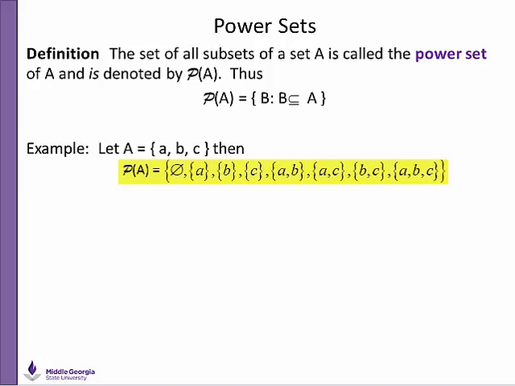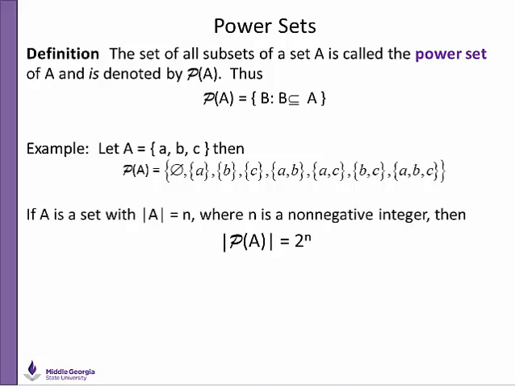The sets of cardinality 2, first the set of a and b, next the set of a and c, next the set of b and c, and then finally A itself, the set containing a, b, and c. If we count those, you will see 1, 2, 3, 4, 5, 6, 7, 8 subsets of the set A, and the set of those subsets is the power set of A.